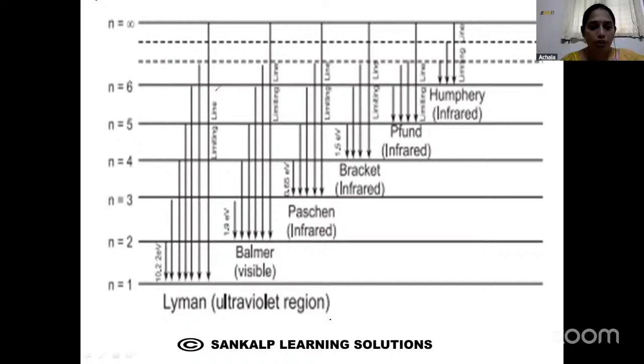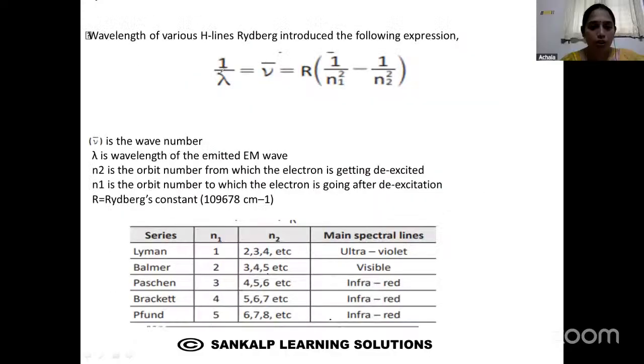What we have observed for Lyman, Balmer and the others is that the wavelength lambda can be calculated using the Rydberg constant R_H into Z square, which comes for atoms other than hydrogen, into 1 by n square. If this is only for hydrogen, then Z is equal to 1, so there is no need to write Z here. Here nu bar is nothing but the wave number, and the relation between wave number and wavelength is 1 by lambda, which is equal to the wave number.